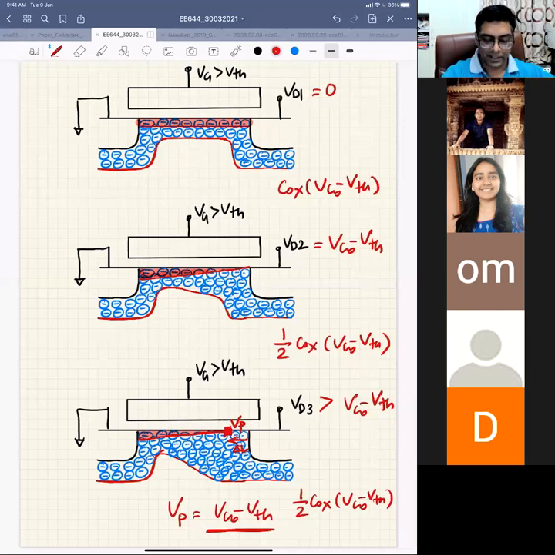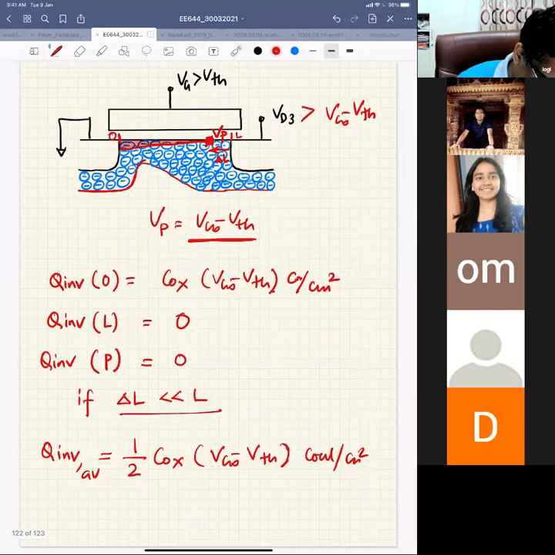So what is happening? If you look at this, after pinch off, the moment your channel is pinched off, your inversion charge remains constant. Your inversion charge is not changing. So this is one thing.